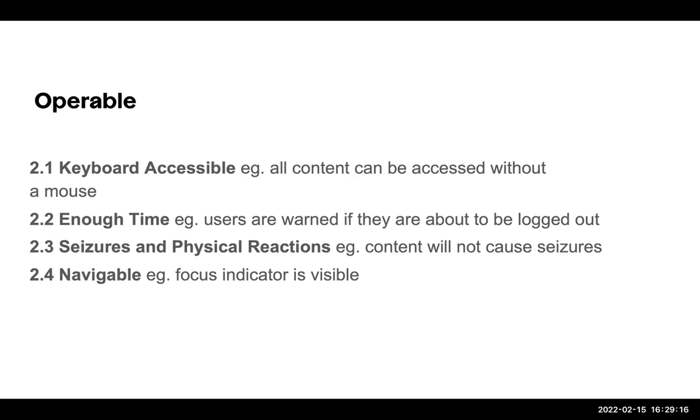The third operable principle is seizures and physical reactions. For example, make sure that your content will not cause any seizures to the users. One really common example of this is to have your content flashing. This flashing is really harmful for some users with seizures and physical reactions to visuals.